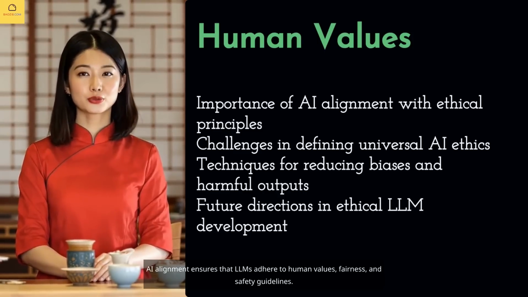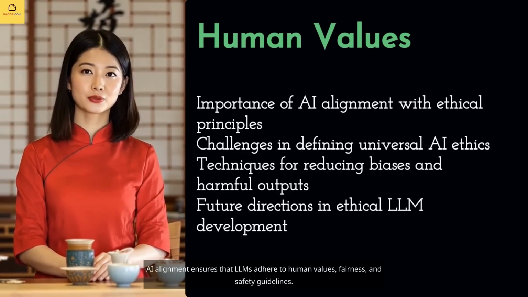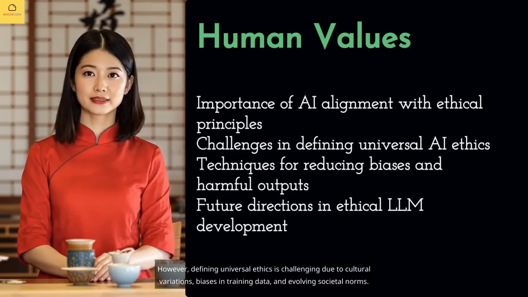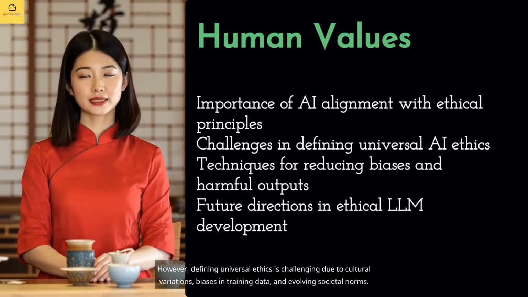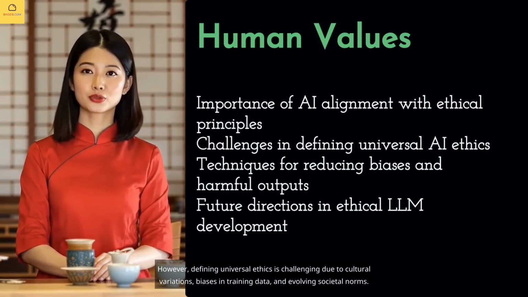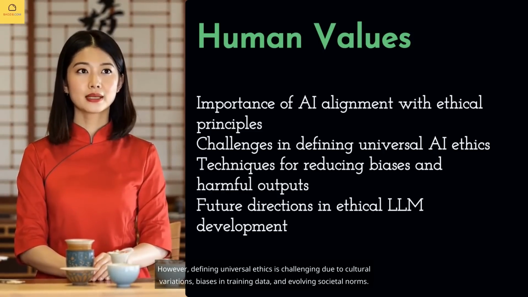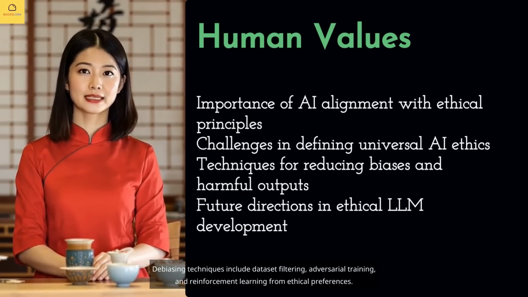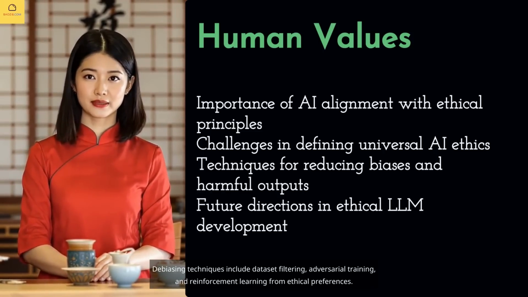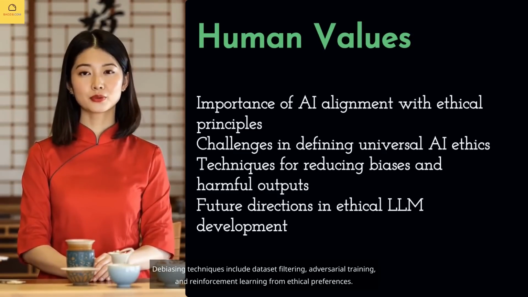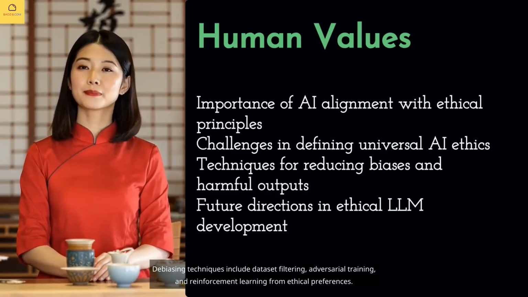AI alignment ensures that LLMs adhere to human values, fairness, and safety guidelines. However, defining universal ethics is challenging due to cultural variations, biases in training data, and evolving societal norms. Debiasing techniques include dataset filtering, adversarial training, and reinforcement learning from ethical preferences.